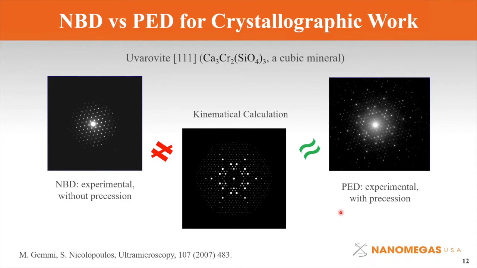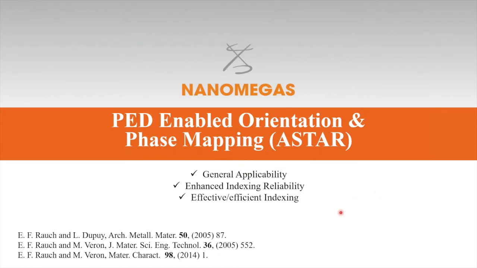Let's revisit the two applications we mentioned at the beginning. We start with precession-enabled orientation and phase mapping. Here, enabled is the key word because it equips this technique with unique advantages. It has general applicability, which means it can be used reliably on most TEM specimens that have a little bit of thickness variation, buckling, or damage. This is because precession averages out dynamic effects to a certain extent, so it cleans up the pattern a little bit.